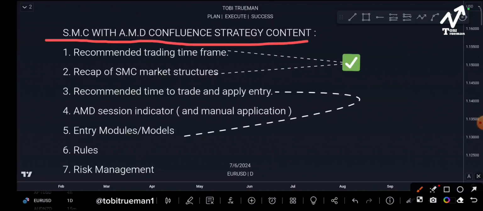From our previous video, part 1, while we are following this SMC with AMD confluence strategy, the content we have done is the recommended trading time frame, and we have also done a recap of SMC market structure. So today we'll be looking at part 2, which is going to cover point 3, point 4, and point 5.